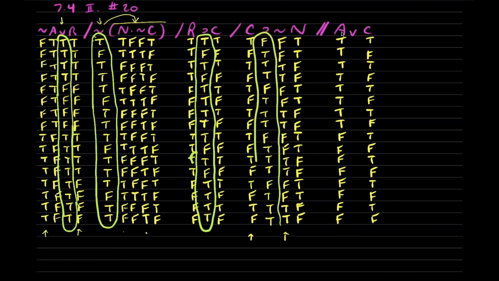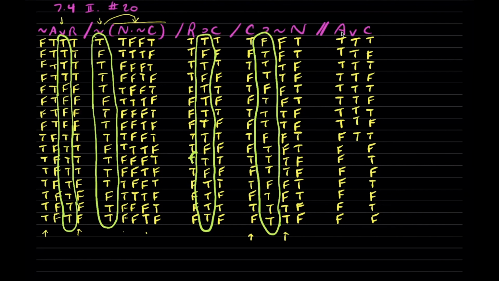Like so. Okay. Finally, we can do the conclusion. That's just a disjunction. If either of the two statements is true, we end up with a true disjunction. So that's the case here. That's the case here. Lots of trues.